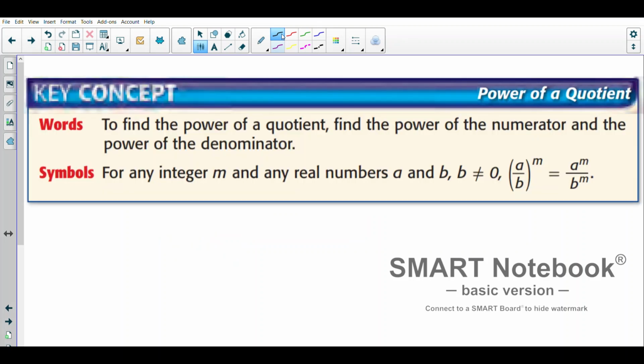For the power of a quotient, to find the power of a quotient, find the power of the numerator and the power of the denominator. So, when you have a over b to the m power, like before when it was a times b to the m power, you just distribute that m. Same thing, you're going to distribute to the top and to the bottom. So that m is getting distributed to everything on the top and everything on the bottom. That's what we're going to look to do. And sometimes you have to apply old properties.